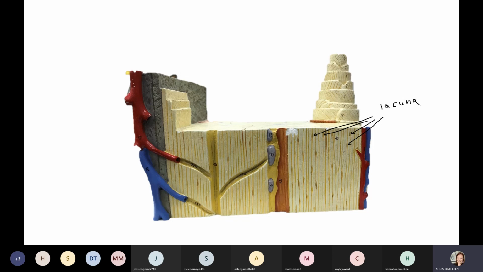We also see on our model that we've got this open space. This open space that goes straight up and down is where those blood vessels would be found. So the blood vessels are inside places called the central canals. Central canals, we already know about those. So the ones that go straight up and down are central canals.